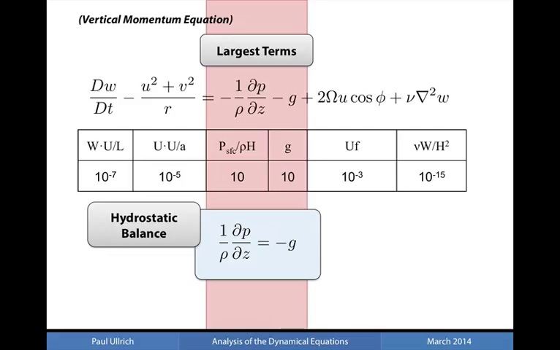In fact, even compared to geostrophic balance, hydrostatic balance is much, much more accurate. You'll notice that the next nearest term is the Coriolis term in this equation, and it's even 4 orders of magnitude smaller than the dominant balance shown here.